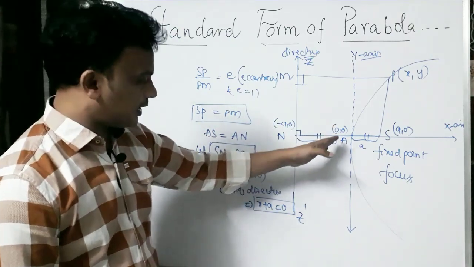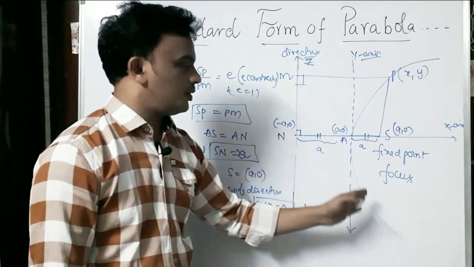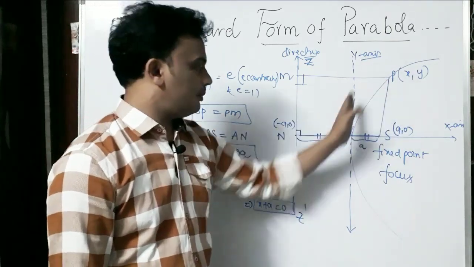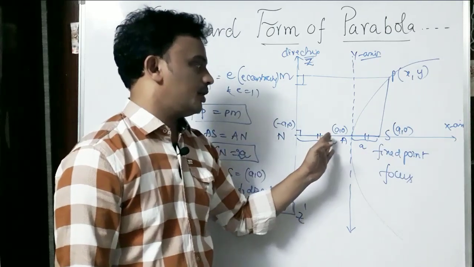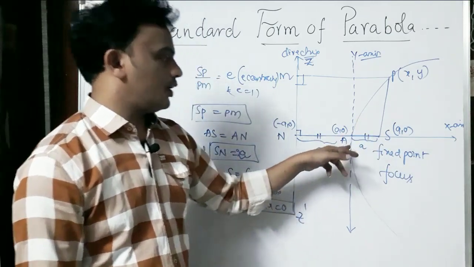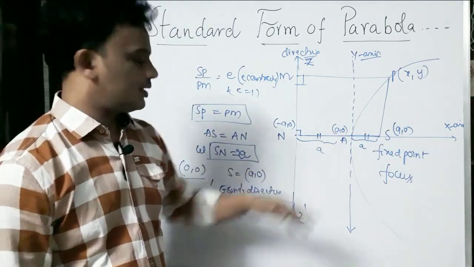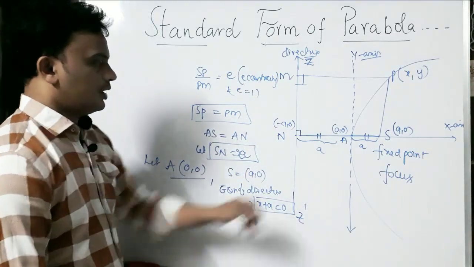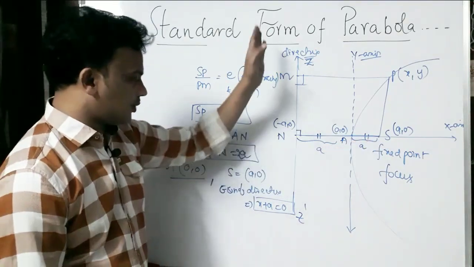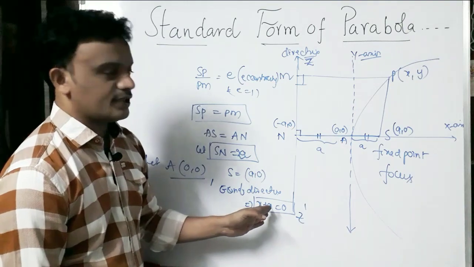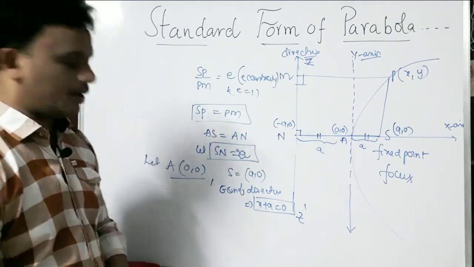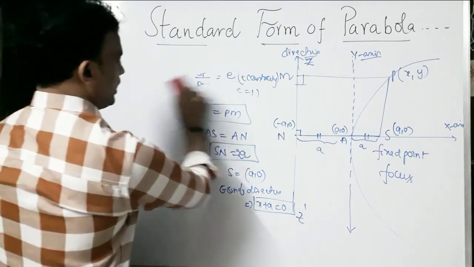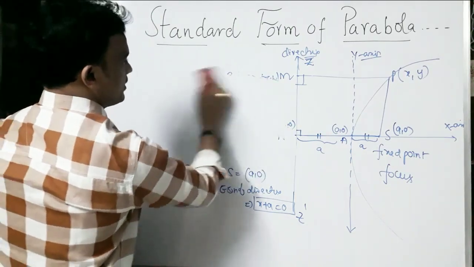This is called the vertex of the parabola, where it meets the axis of this conic section, I mean the parabola. So that is called the vertex of the parabola, okay? So finally the focus point is (a, 0) and the equation of the directrix is x plus a equals 0. Now I am going to get the equation of the parabola.